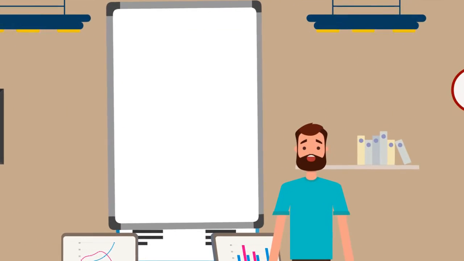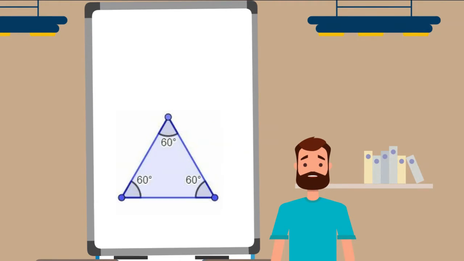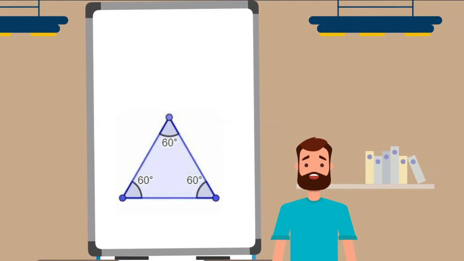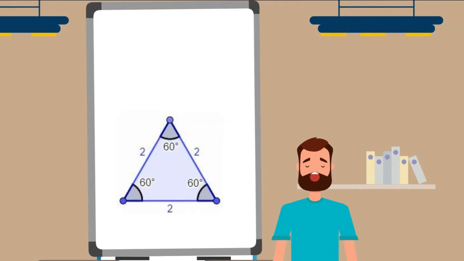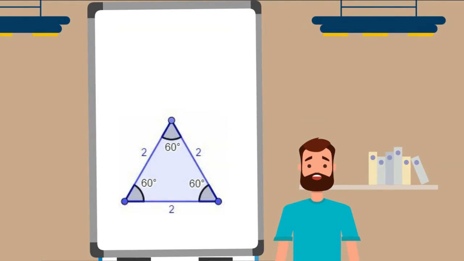It will be easier to understand the 30, 60, 90 triangle if we start with an equilateral triangle. We know that the angles in an equilateral triangle are the same, each 60 degrees. Likewise, we know that all three sides are the same length. And for this example, we are going to say that they are each 2 units long. You'll see why in a minute.